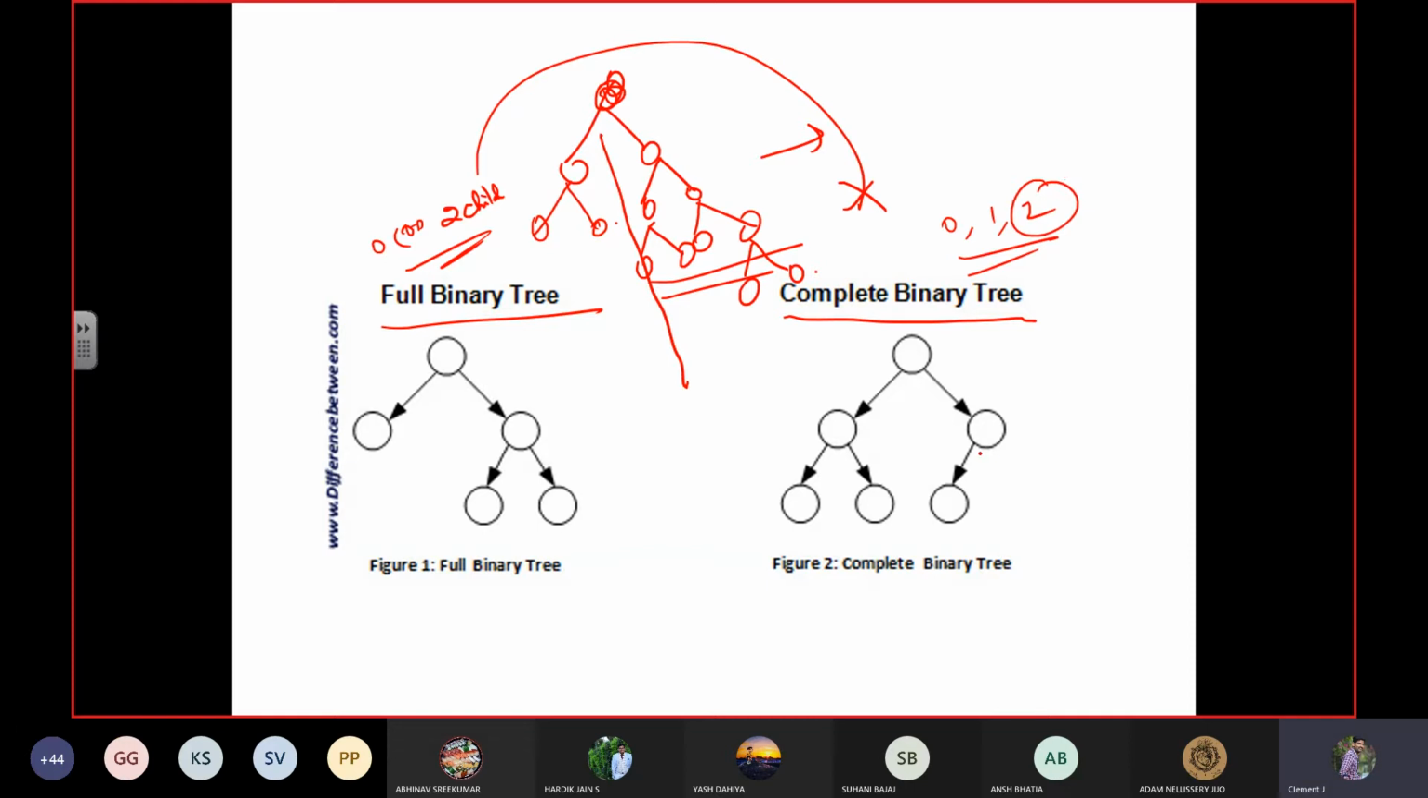Let me ask you one more question. Suppose, can I call this a complete binary tree? No, sir. Can I call this a full binary tree? No, sir. Can I call this a binary tree? No, sir, because it violates the rule of a binary tree itself. So at most 2 children should be there. That is the difference between full, complete, and binary. Is it clear? Yes, sir.